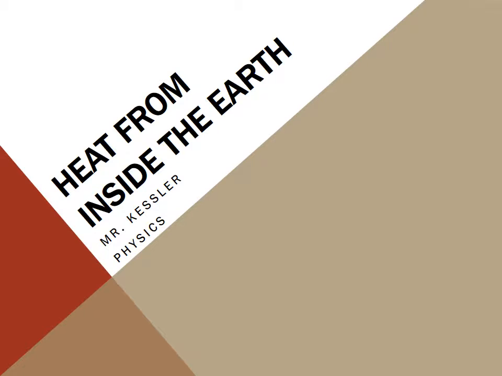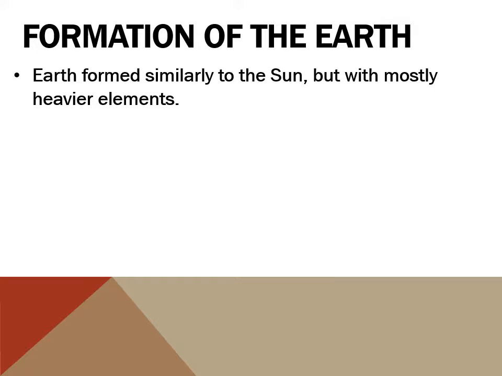Heat from inside the Earth. So the formation of the Earth, that's where most of the Earth's heat actually came from. And the Earth actually formed similarly to the Sun, because basically the Sun and the Earth were originally all a part of the same material.